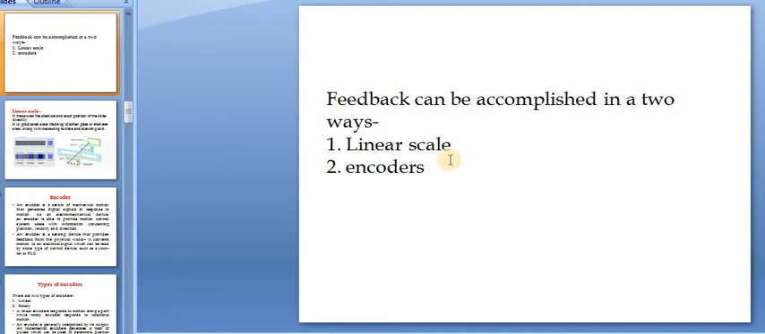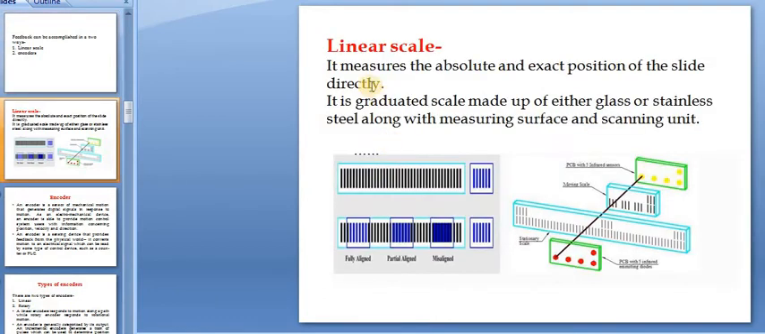In any CNC machine, feedback can be accomplished in two ways. Number one, as a linear scale, and number two, as encoders. So what is a linear scale? It measures the absolute and exact position of the slide directly. It measures both absolute and exact position.